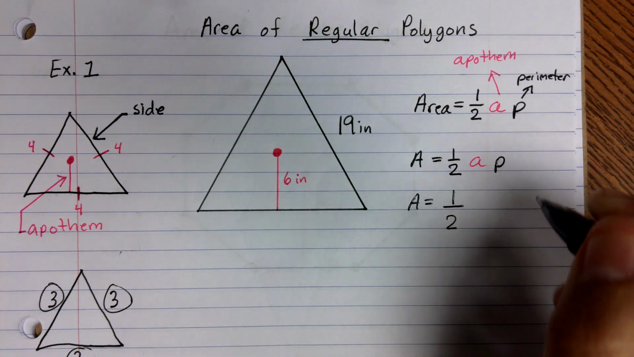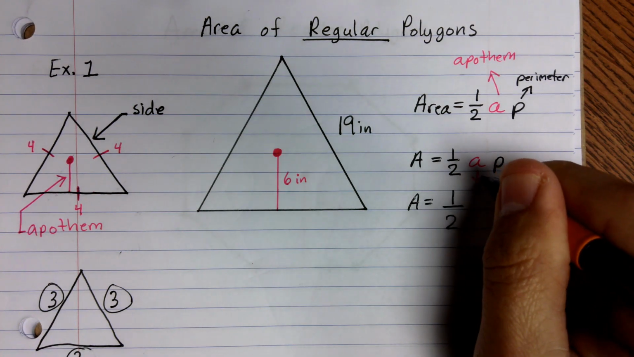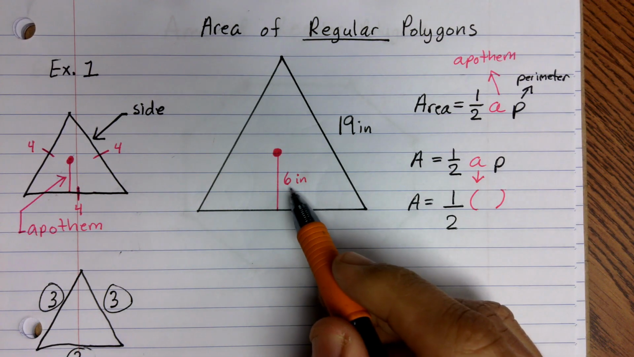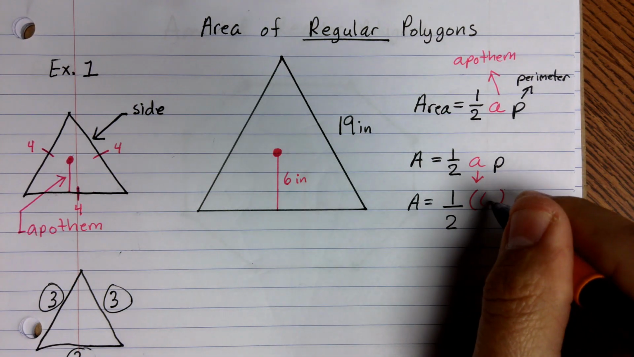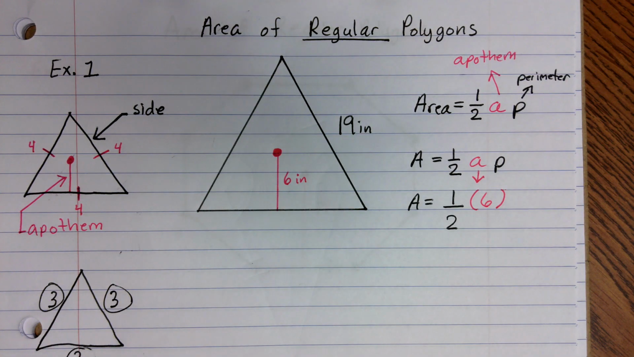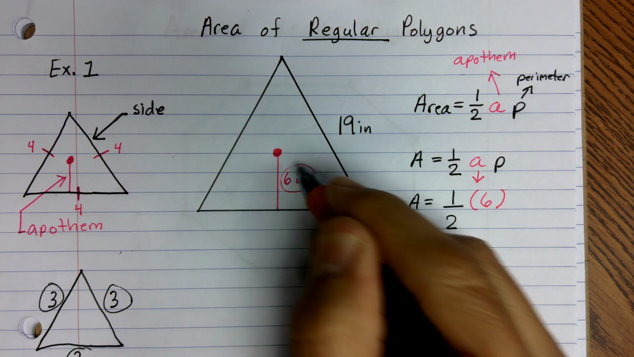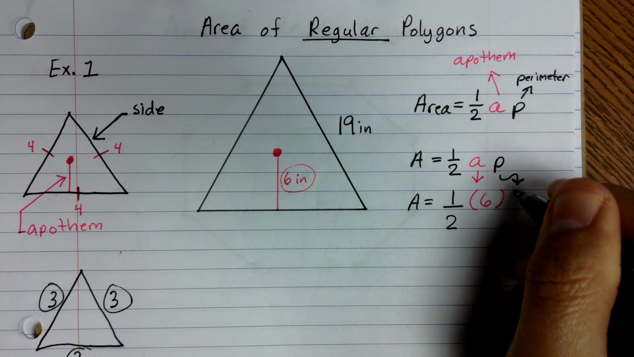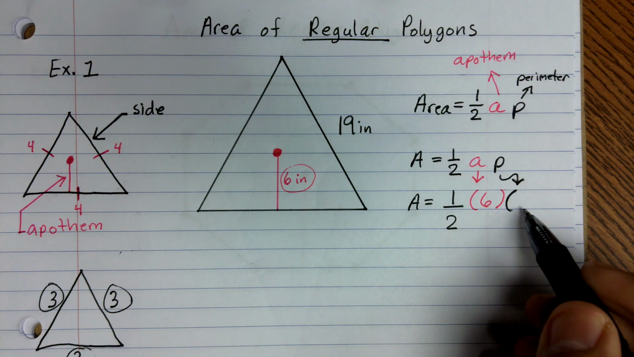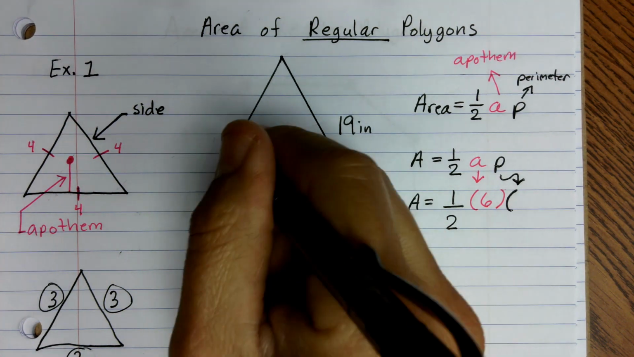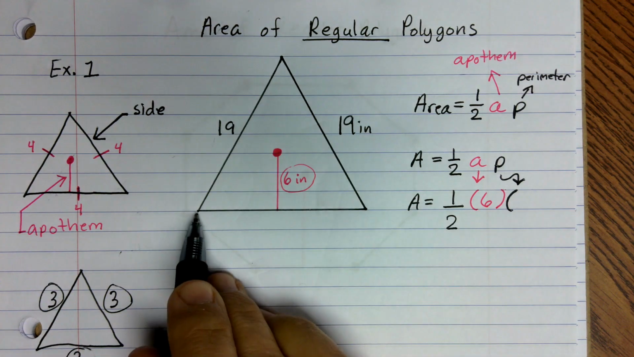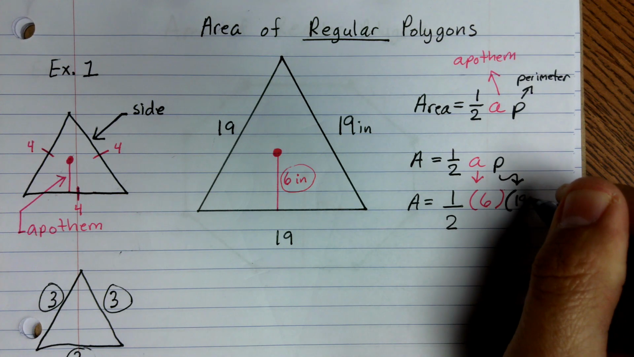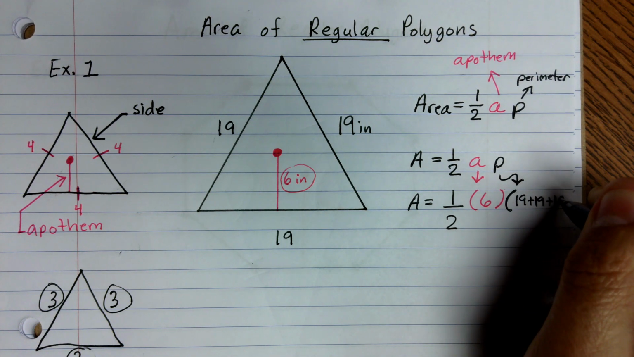So we're going to go ahead and start substituting our values in. So I'm going to rewrite this 1/2, but instead of an a, I'm going to put a set of parentheses because we're going to be substituting the apothem in there. And the apothem in this case is 6. I'll circle it as we use the number. And then the perimeter will have to be calculated. So I'm just going to go ahead and write the numbers in there. Now I know if this side is 19, then this side also has to be 19, and the bottom side of the triangle has to be 19. So the perimeter is 19 plus 19 plus 19.